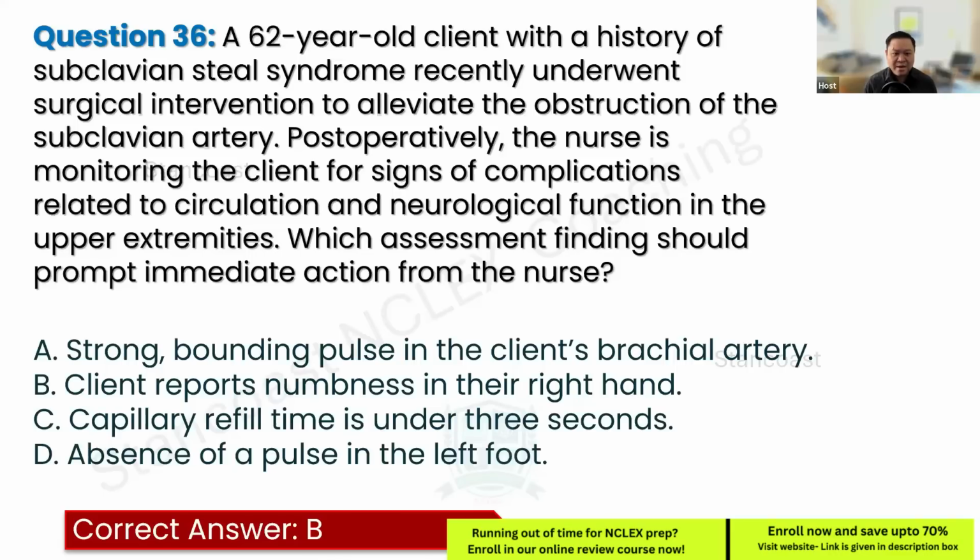Now, the rest of the answers here, letters A, C, and D, are incorrect. We know that a strong brachial pulse is expected and it does not require immediate intervention. Letter C, a normal capillary refill time of less than 3 seconds, indicates adequate peripheral circulation. And D, subclavian steal syndrome affects the upper, not the lower extremities. Therefore, the pedal pulse is not relevant. So I want you to look for the signs directly linked to the affected area, and in this case, the upper extremities due to subclavian artery involvement.